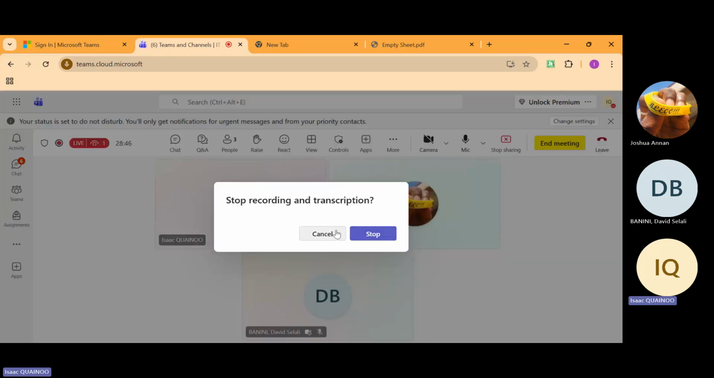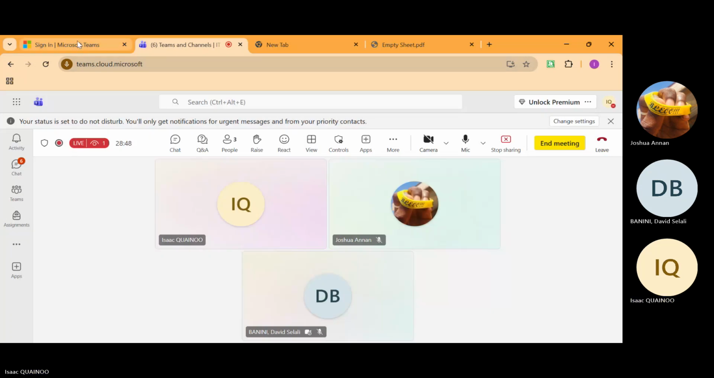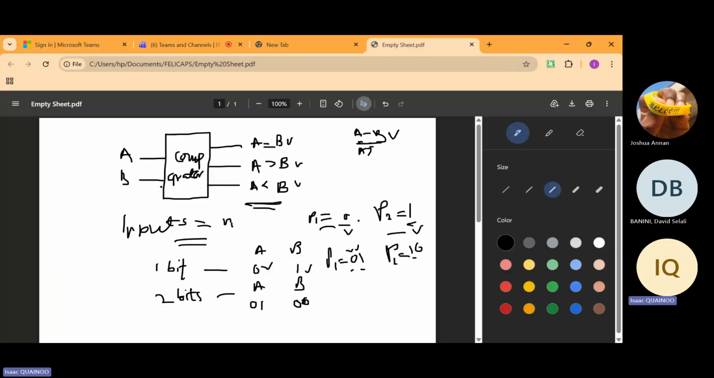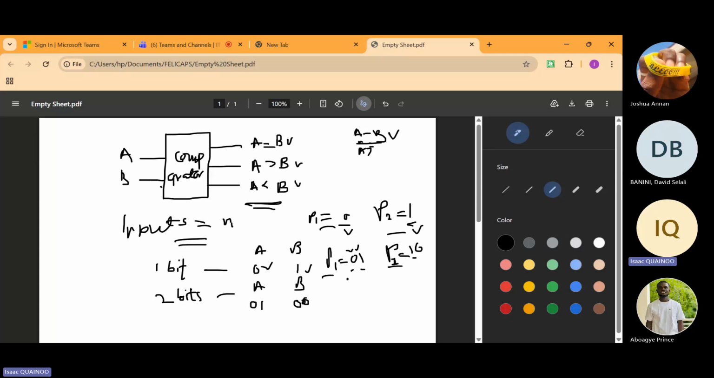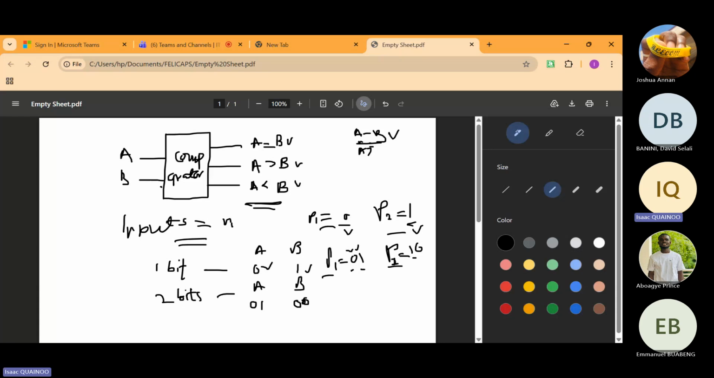I was saying that, assuming we have inputs P1 equals 0, 1, and P2 equals 1, 0, each input is made up of 2 bits. Which type of comparator are we going to use to perform this comparison operation? Are you going to use a 1-bit comparator or a 2-bit comparator? A 2-bit comparator is needed to perform this kind of operation.